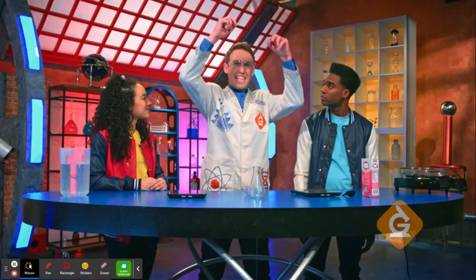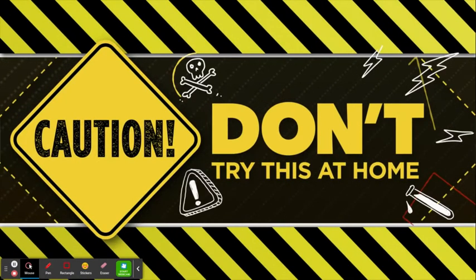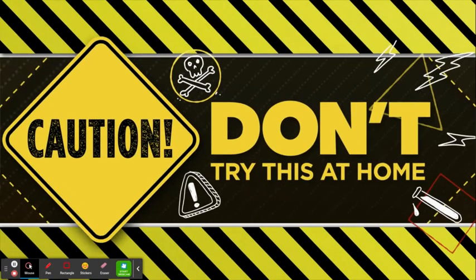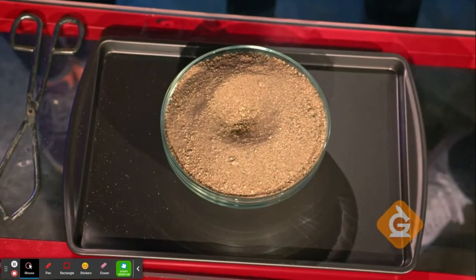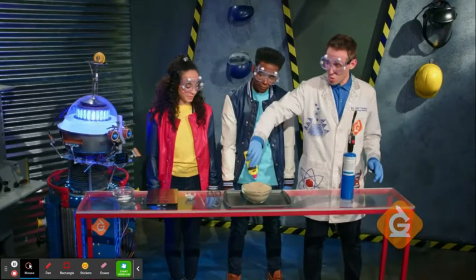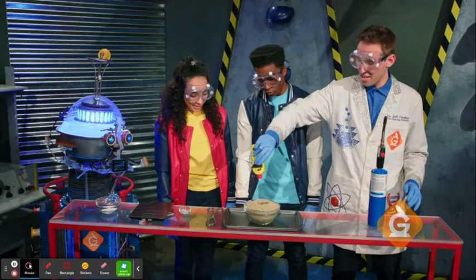Now let's move on to a more challenging example. It's called the fire snake. Don't try this at home. This is a dish of sand, which I am now treating with a highly flammable liquid.